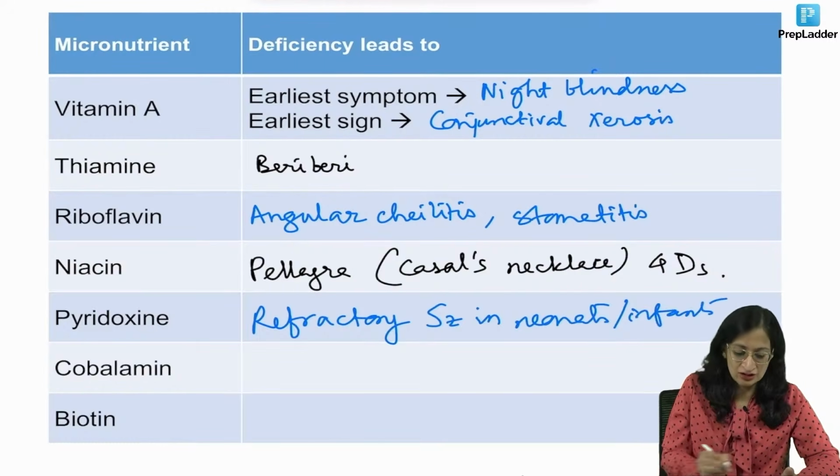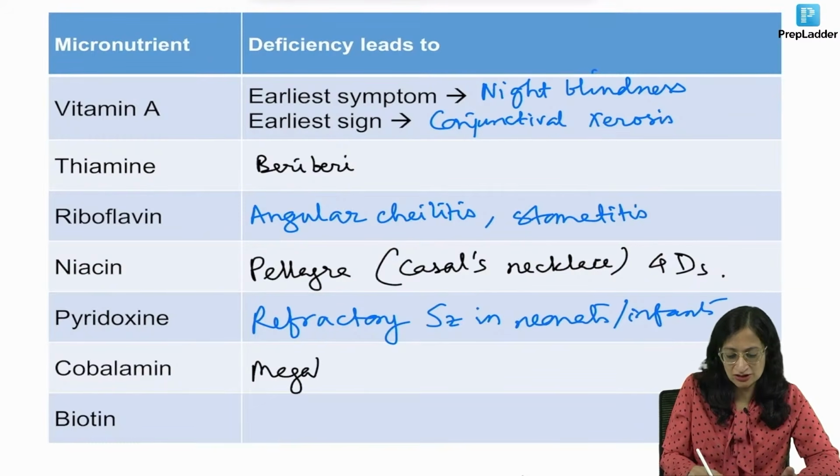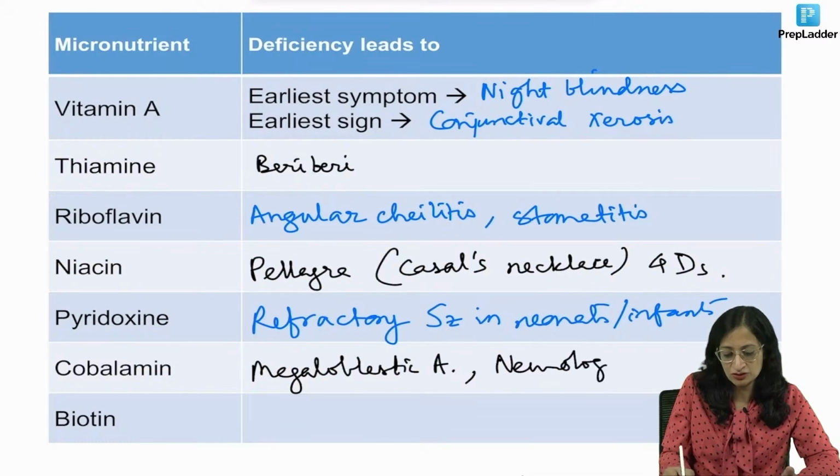Right, very good. And cobalamin deficiency, vitamin B12 deficiency, again it can cause either megaloblastic anemia or it can cause neurological abnormalities, the subacute combined degeneration of spinal cord.